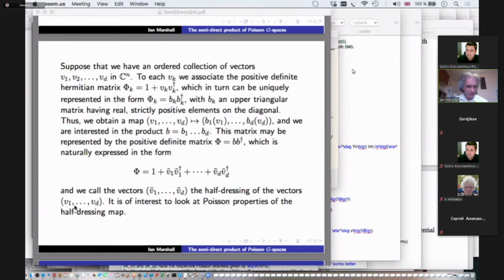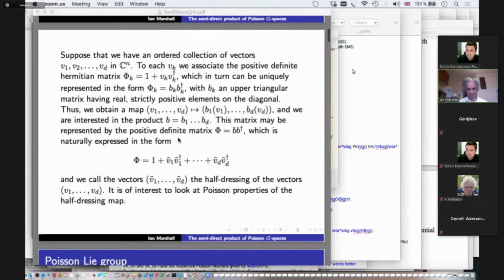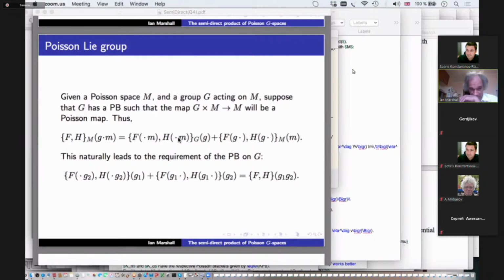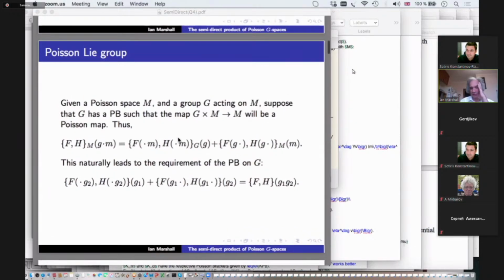It's natural to find Poisson structures which make all of this picture fit together in a nice way. So I'm going to tell you about this Poisson part of these maps. First of all, I need to tell you about Poisson Lie groups. I'm going to give you a quick introduction to Poisson Lie groups, and then I'm going to tell you what this thing is, which I call the semi-direct product of Poisson G-spaces, because this turns out to be a nice device which perfectly describes the map which I just showed you, the half-dressing map.